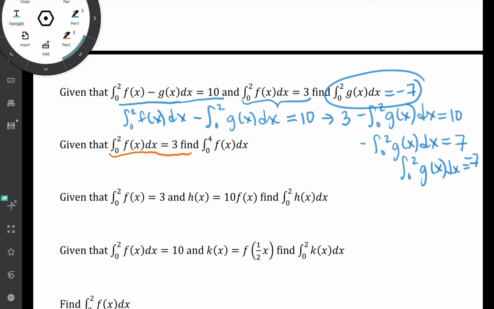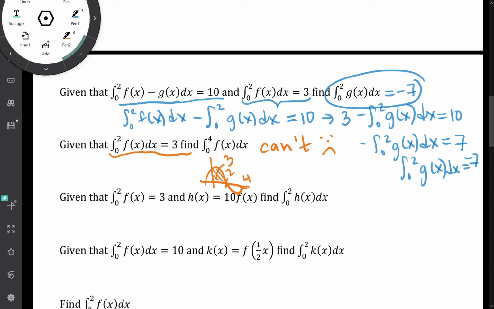Okay, so suspense over. The answer is that you can't do this. It's not possible. This is a really silly question. If you just start drawing some graphs and thinking about it, maybe your function goes like this. Let's say this is 2 and this is 4, and knowing that this area is 3 doesn't have anything to do with knowing what this area is, or even whether it's positive or negative. So we cannot draw any conclusions about what's happening between 2 and 4 based on knowing the area between 0 and 2. So impossible. Please think carefully about what your properties do and don't allow.